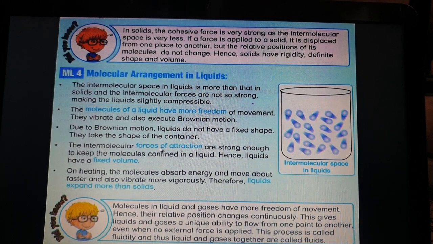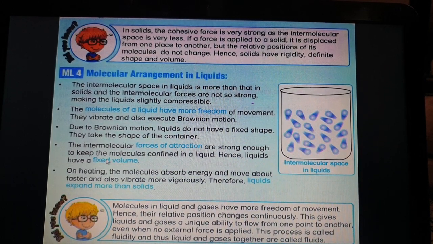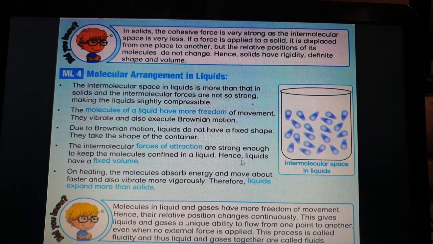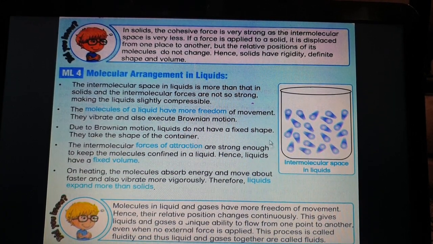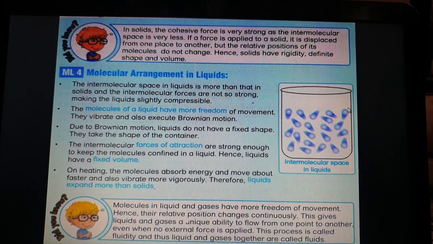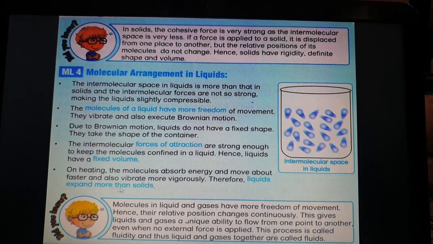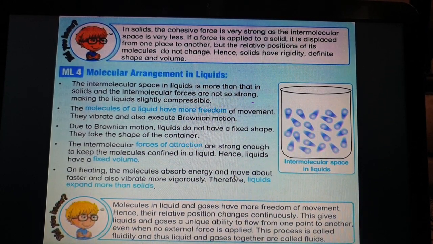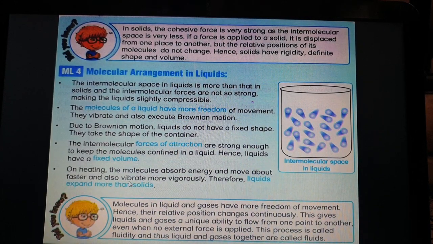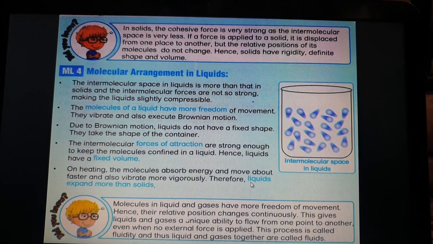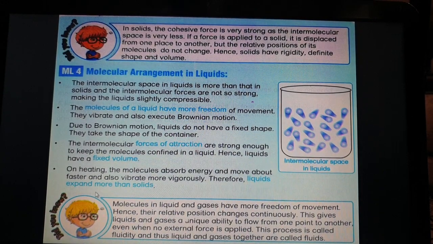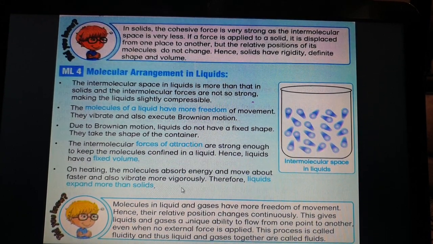The intermolecular forces of attraction are strong enough to keep the molecules confined in a liquid. Hence liquids have a fixed volume. Volume means it can be measured. On heating, the molecules absorb energy and move about faster and also vibrate more vigorously. Therefore, liquids expand more than solids.